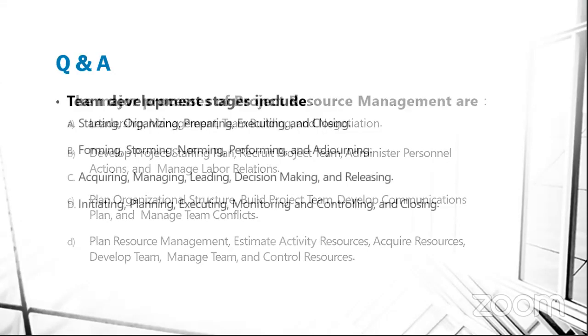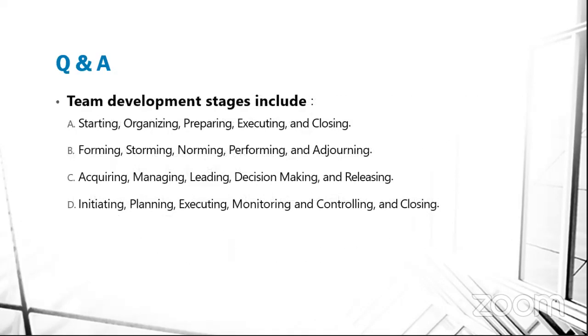All right. Now, the next question, team development stages include, we have A, starting, organizing, preparing, executing, closing. We have B, forming, storming, norming, performing, adjourning. We have C, acquiring, managing, leading, decision-making, releasing. We have D, initiating, planning, executing, monitoring and control, and closing. What is the answer for this question? I need your answers. Is it A, B, C, or D?